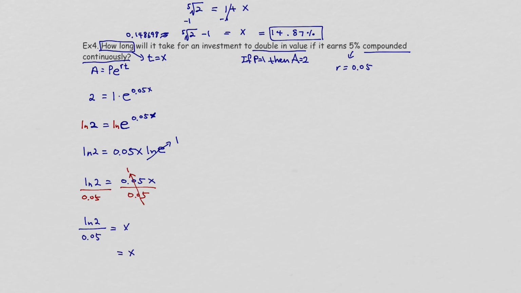And this is going to be somewhere close to 13. I'm rounding, so 13.86. And because it asks you how long this is going to take, you could say about 14 years, right? So if you have a 5% compound continuously, to make your principal double, you will need 14 years to do that.